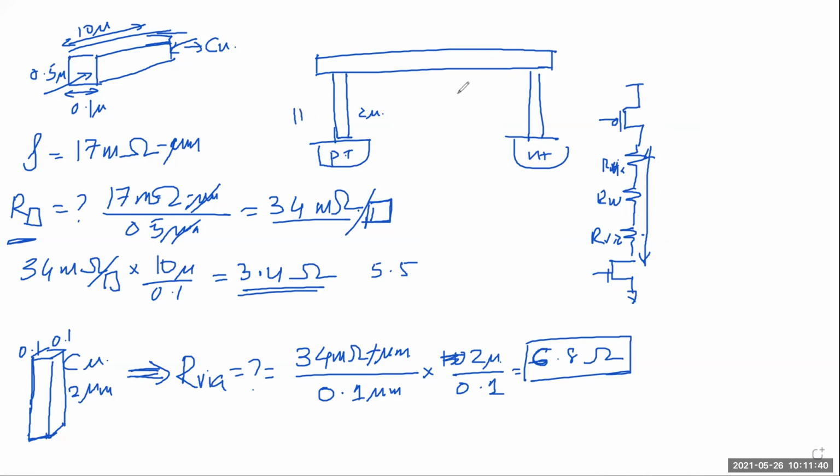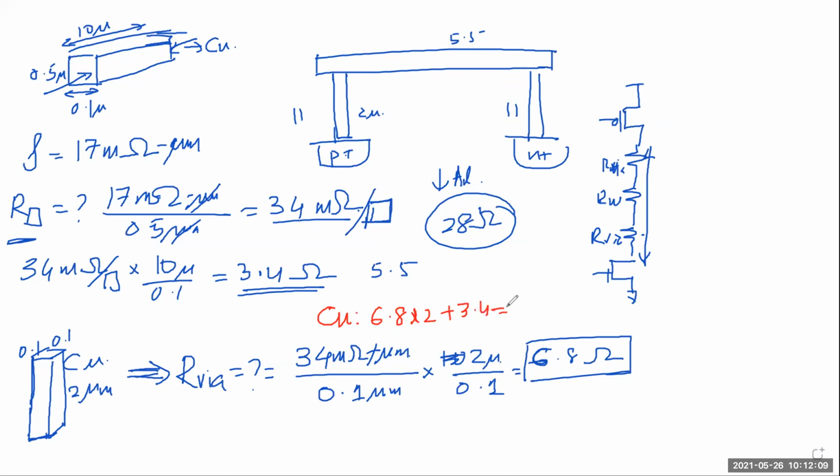So we had 11 ohms, about 5.5, so roughly 22, 27, 28, let's say. So total was 28 ohms, right? This was with aluminum. With copper now, what did we calculate? 6.8. So with copper it's 6.8 times 2 plus the wire resistance we calculated, 3.4, right? So that's roughly 14, so like 17 ohms, roughly 17 something.